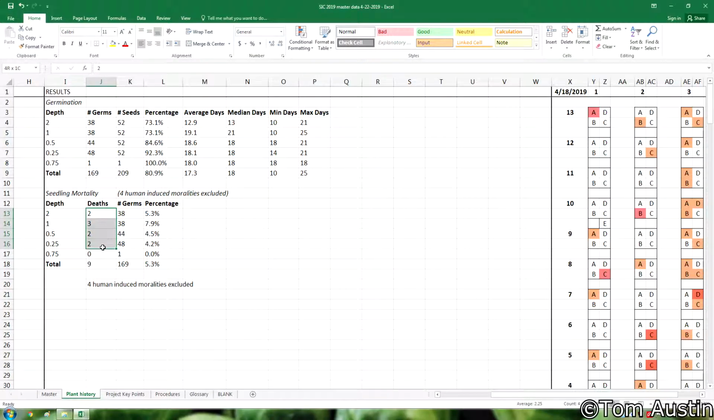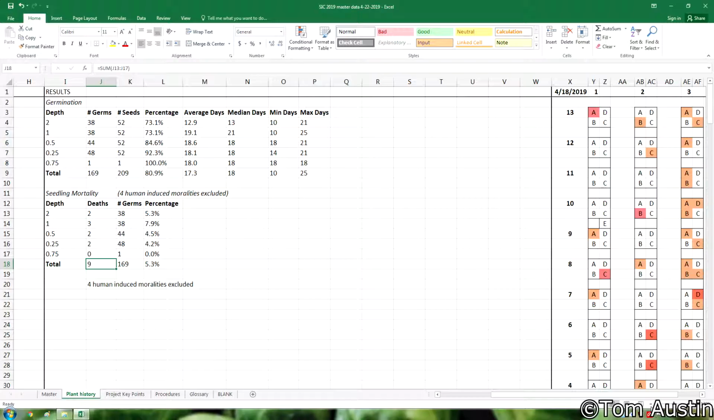But as you can see, there does not appear to be any increased mortality due to non-tom induced reasons between the different seed depths. And overall, we've only had a 5% mortality. That's about 7.5 if you throw in those other 4. Well, not quite 7, something like that.